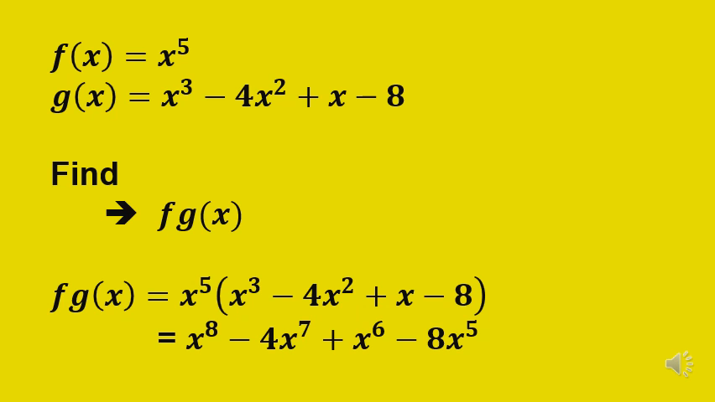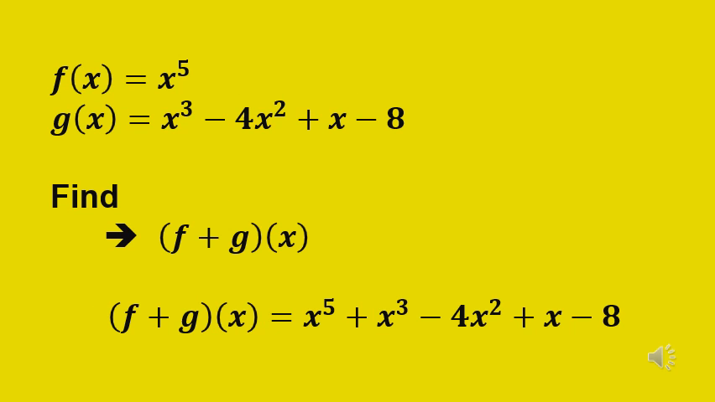The first one here is a multiplication problem. It's f times g of x. And so what I've got to do is literally multiply the two functions, x to the fifth times that whole function that was g of x. Here I could distribute this out, and when you do multiply, you add exponents. So my final answer would be x to the 8th minus 4x to the 7th plus x to the 6th minus 8x to the 5th.